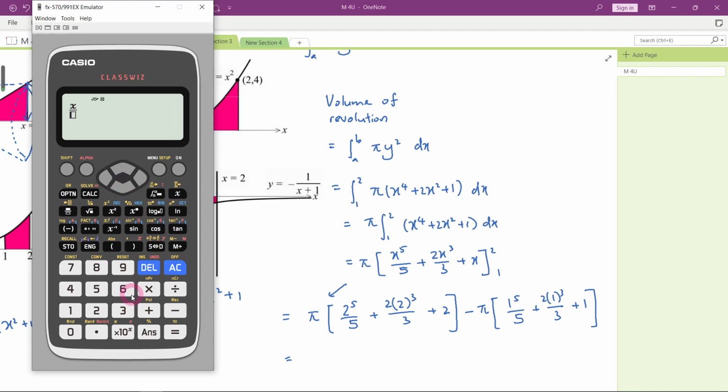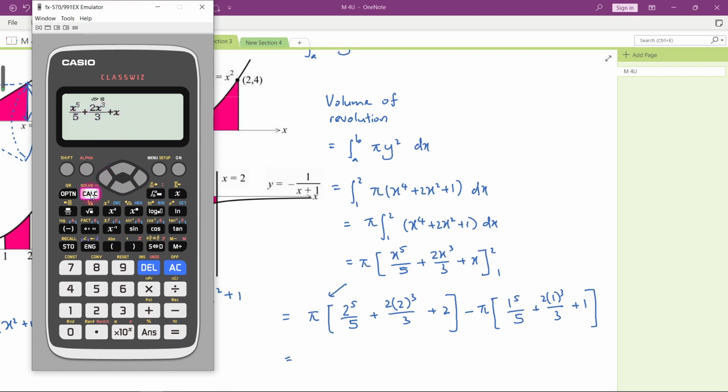X over x power 5. X power 5 over 5, plus another fraction, 2x power 3 over 3, then plus x. Okay, so make sure you key in correctly.